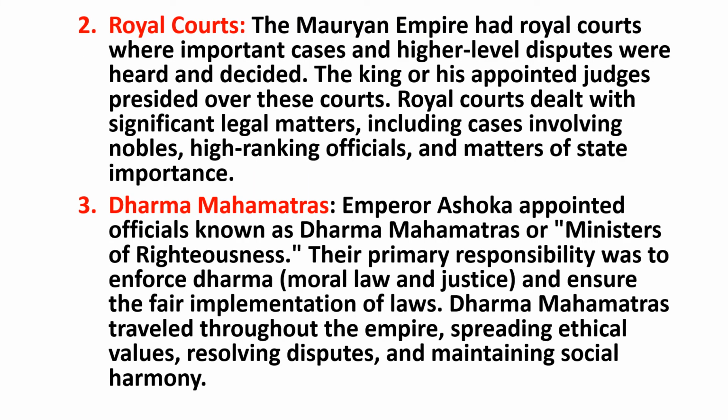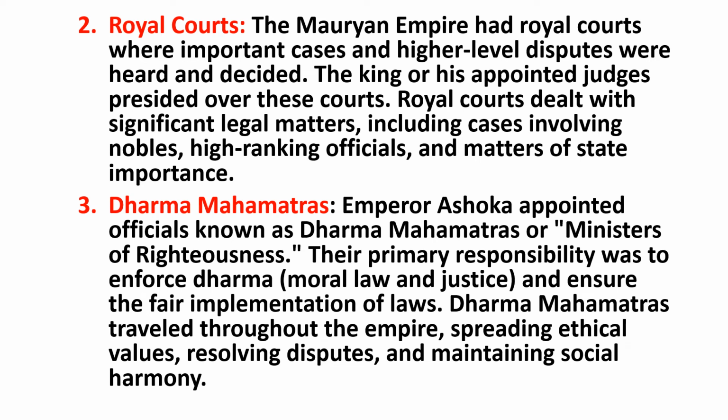Second one, royal courts. The Mauryan Empire had royal courts where important cases and higher level disputes were heard and decided. The king or his appointed judges presided over these courts. Royal courts dealt with significant legal matters including cases involving nobles, high-ranking officials, and matters of state importance.